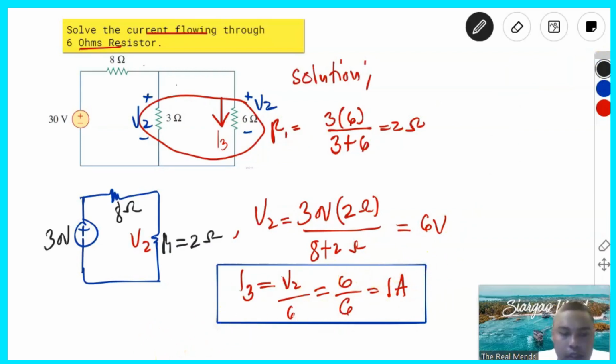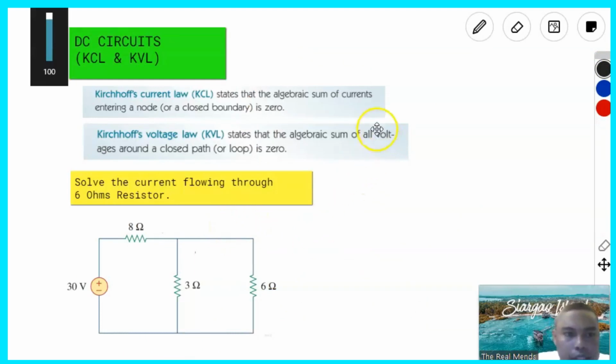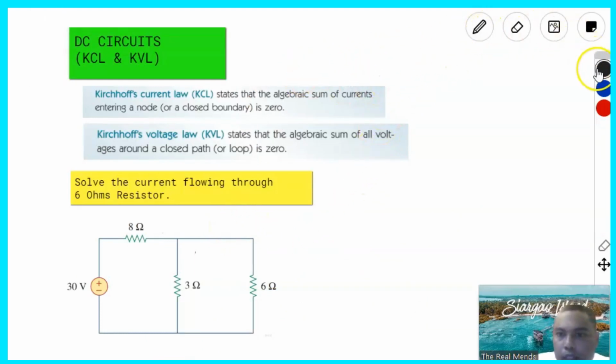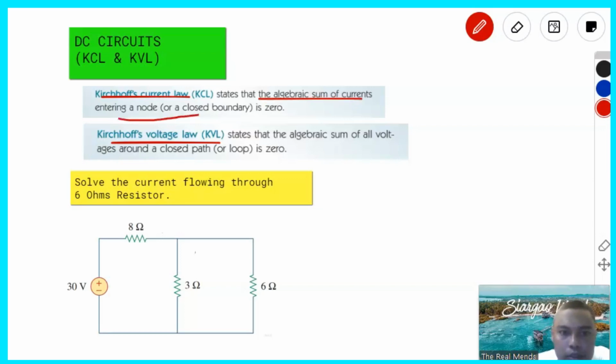Okay, so let's continue. The next is the KCL and KVL, or known as Kirchhoff's current law. And then the second one is the Kirchhoff voltage law. So the Kirchhoff's current law, or known as KCL, states that the algebraic sum of currents entering a node or closed boundary is 0. And Kirchhoff voltage law, known as KVL, states that the algebraic sum of the voltage around a closed path or loop is 0.